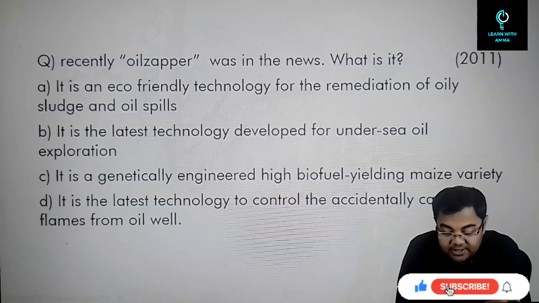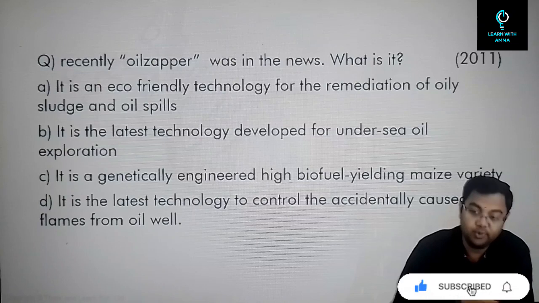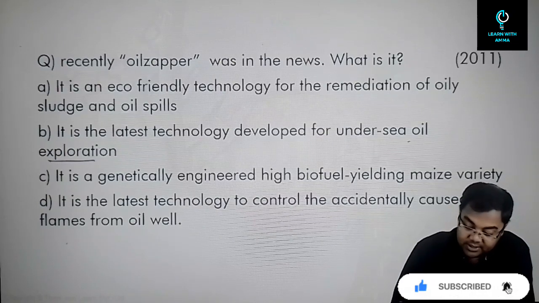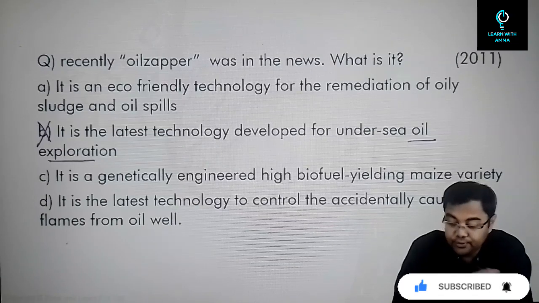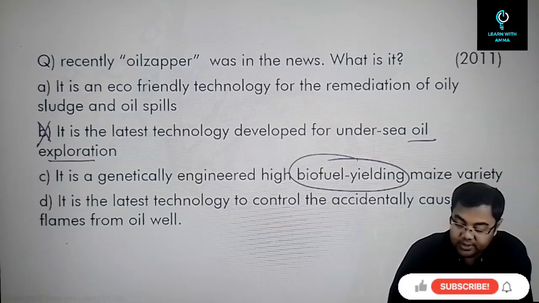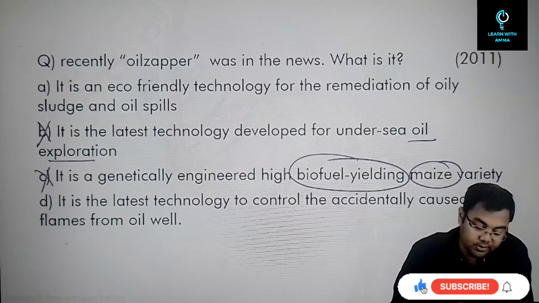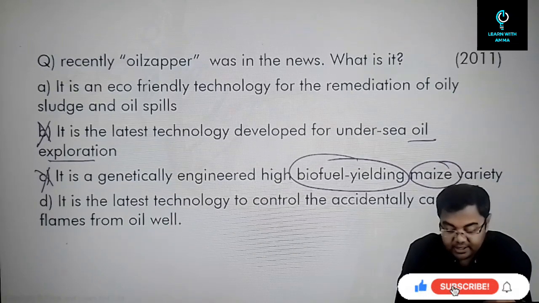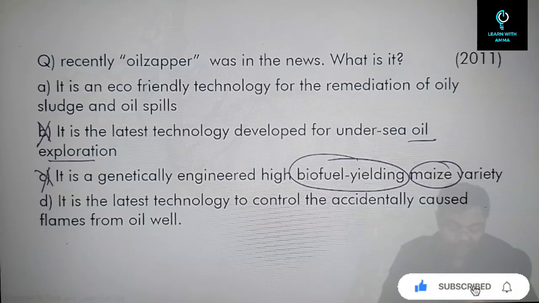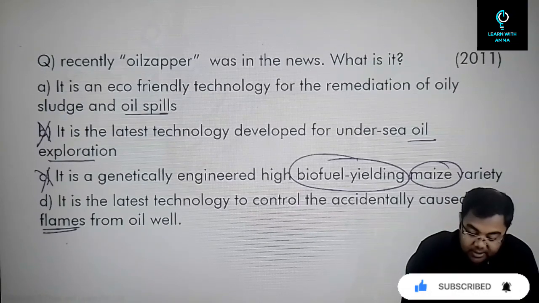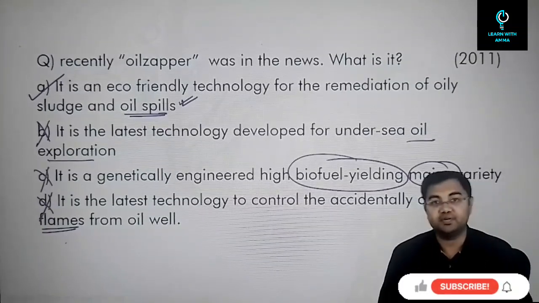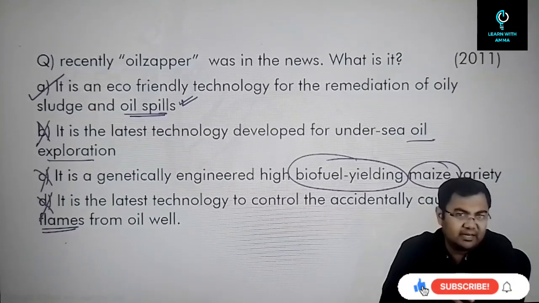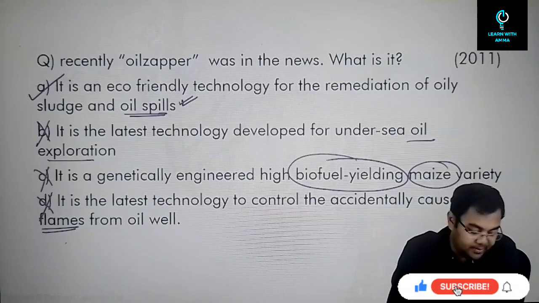B: It is the latest technology developed for undersea oil exploration. Nothing to do with oil exploration. B is wrong. C: It is a genetically engineered high biofuel yielding maize variety. Nothing to do with any maize variety or biofuels. So wrong. D: It is the latest technology to control accidentally caused flames in the oil well. We have not talked about flames. We have talked about oil spills. So A is correct and all the other options given here are wrong. So this is a direct, simple question that has already come in the examination.